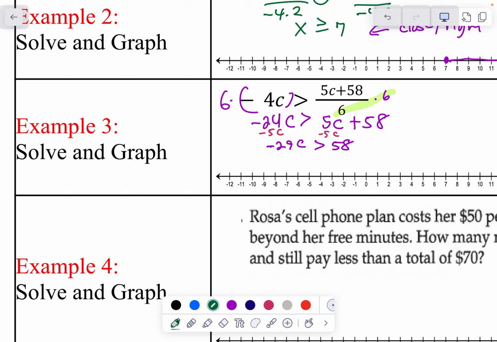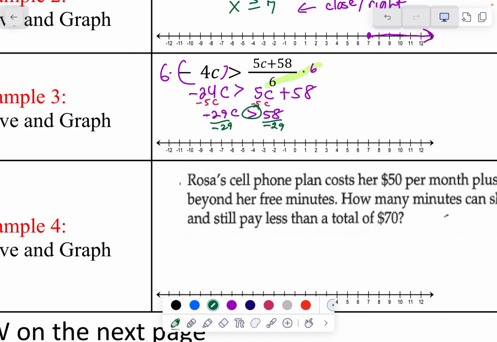What's our last step to get that c by itself? What do we got to do now to get that c by itself? Yes, divide by negative 29. But what do we got to do extra, because we're dividing by a negative? So let's circle that symbol, so the next time we write it, hopefully that will be a visual reminder. Hey, flip it. Okay? So we get, I'm going to write it over to the side because I don't have much room, that c is less than negative 2. Oh, did Mrs. Hott flip it? Oh, she did not.